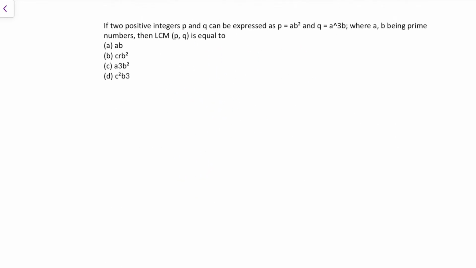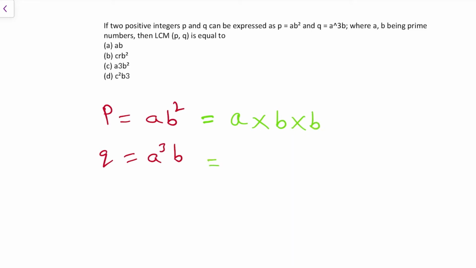Next, two positive integers p and q can be expressed as p equals a b square and q equals a cube b, where a, b are prime numbers. Then what is the LCM? Here p is given as a b square, so I am writing it as a into b into b. And q is a cube b, which means a into a into a into b. Now he is asking to write the LCM of these two.